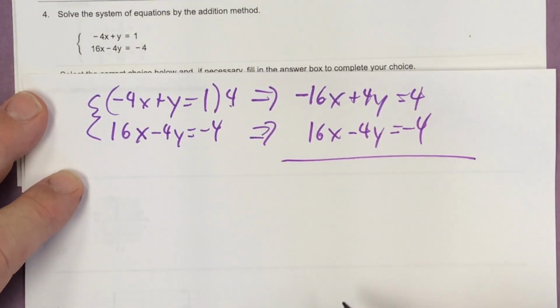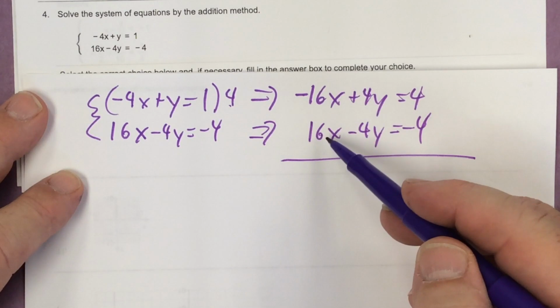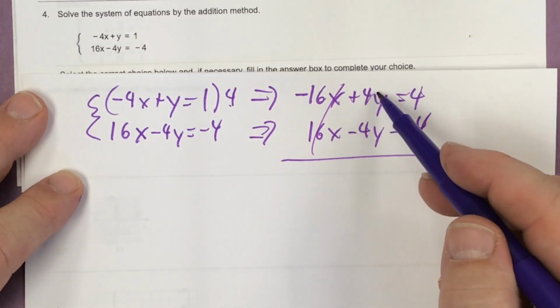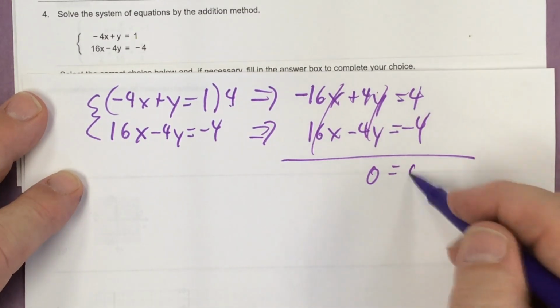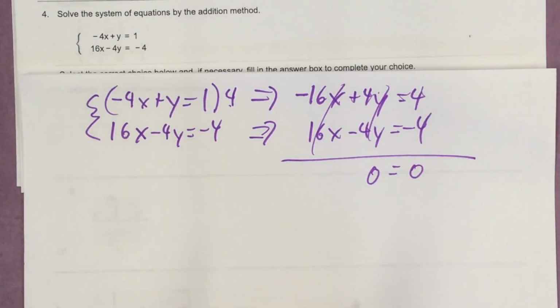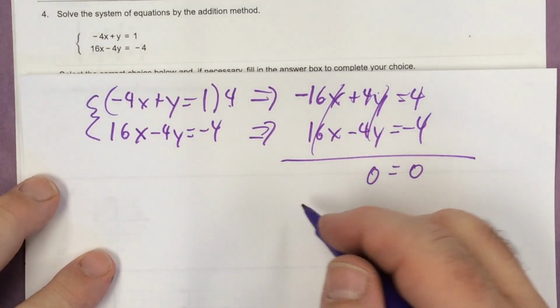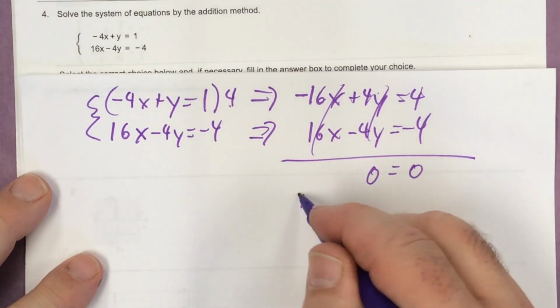Now if I add all these together, -16 plus 16, 0. Plus 4y minus 4y, 0. And then 4 minus 4, that's 0 too. So unlike problem 3, in this case, we have 0 on both sides. We have basically one side equaling the other side. So what's happening in this case, we basically have infinite number of solutions.